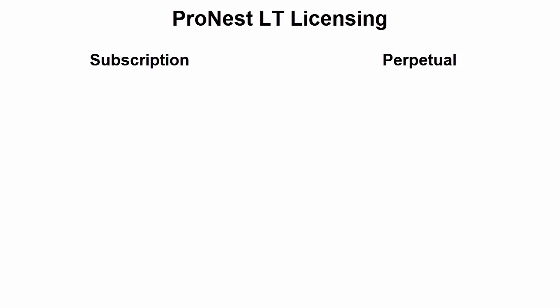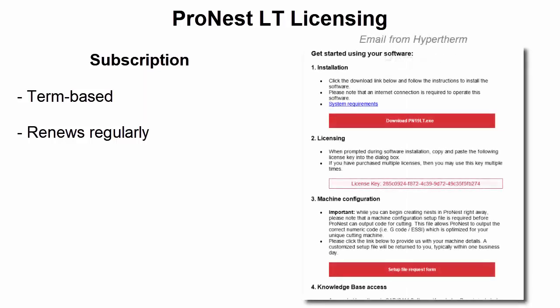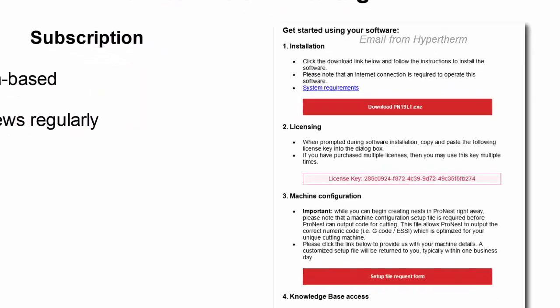A subscription license is a term-based license which renews regularly. So if you're using the subscription-compatible edition of Pronest LT, you'll need to activate the software using your entitlement ID. This is sometimes called the license key. The entitlement ID is typically sent to you in an email after you purchase Pronest LT online from Hypertherm. It looks something like this.